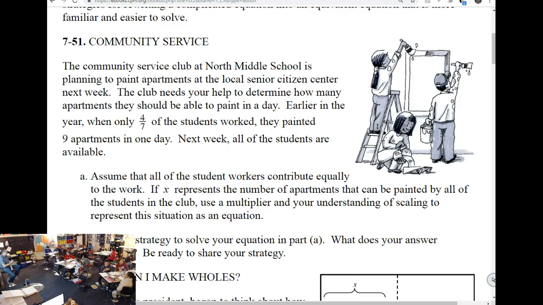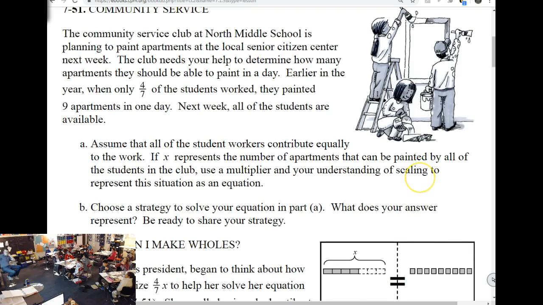Hey, I need your attention. I need to be able to tell a story, or else we can just go by the textbook, but that's lame. So, we plan a discovery day, and 4/7 of the 7th grade class goes and helps with this Habitat for Humanity. They were able to paint 9 apartments. Right? But that was only 4/7 of us.